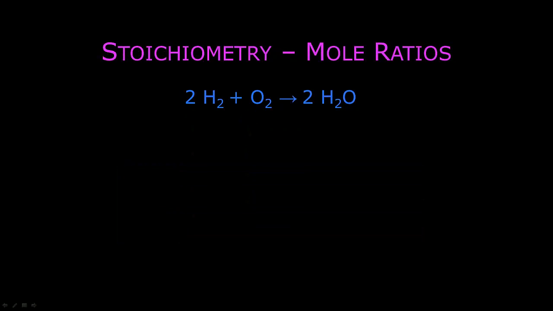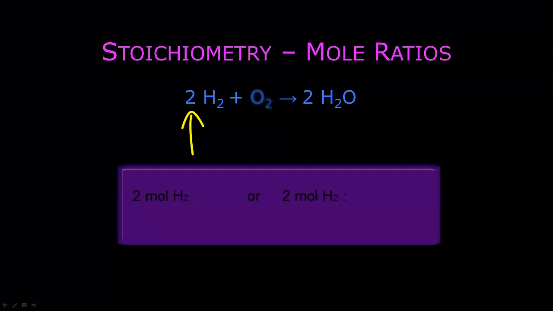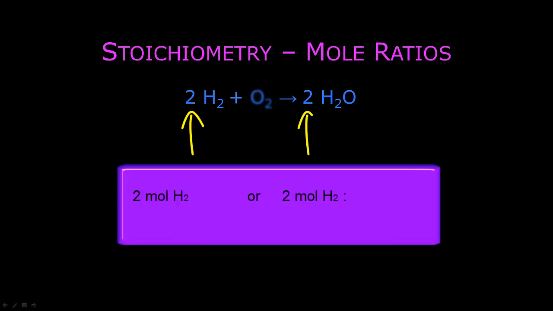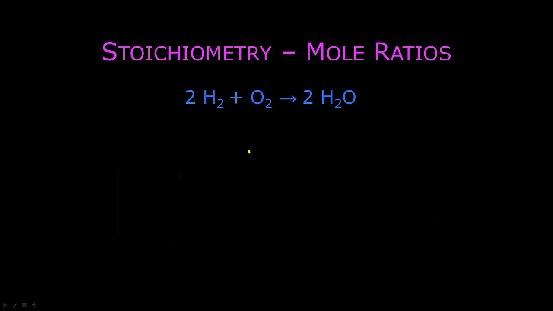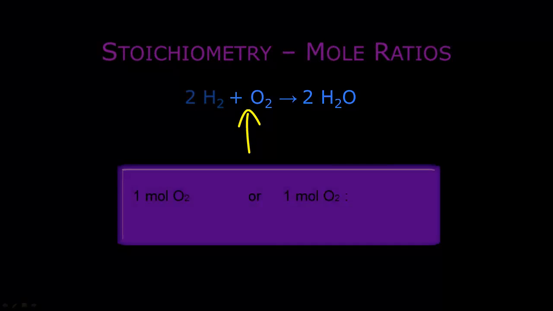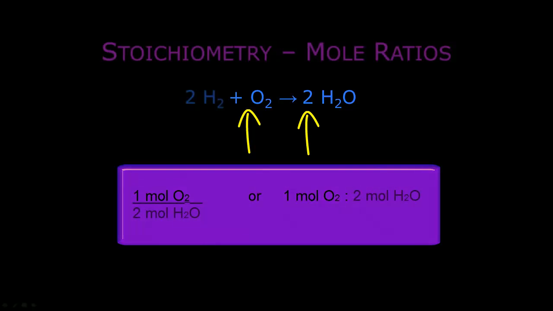For hydrogen to water, it would be 2 moles of hydrogen will produce 2 moles of water. So the mole ratio is 2 to 2. Oxygen to water, you'd have 1 mole of oxygen for every 2 moles of water. So the molar ratio for oxygen to water would be 1 to 2.